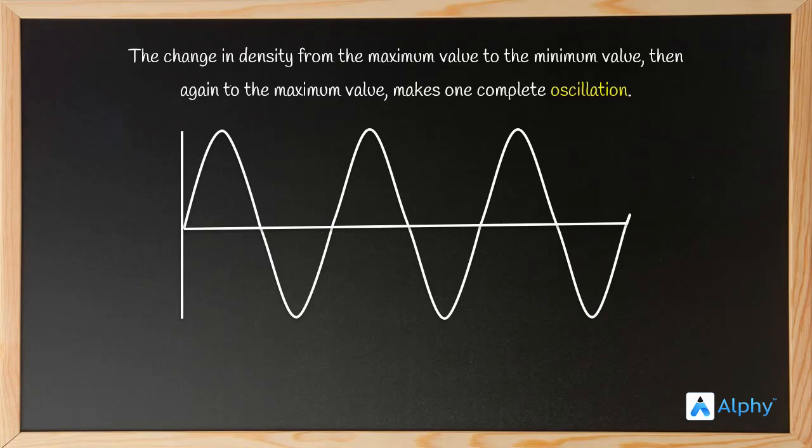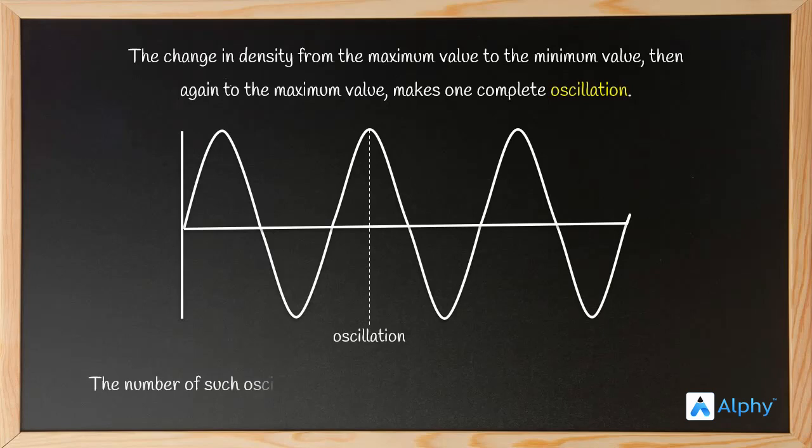Here, the maximum value refers to the crest and the minimum value is the trough. So one oscillation is made up of the wave passing through one crest, one trough, and back to the crest. This dotted line represents where the oscillation of the wave is.